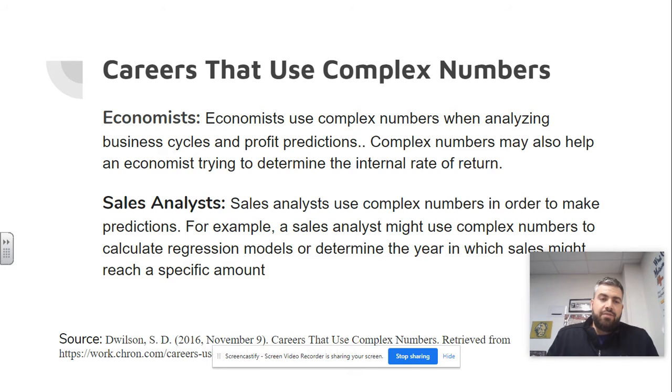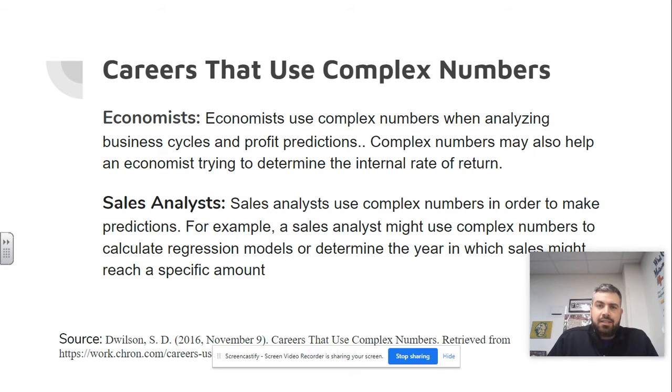So two careers that I found were economists and sales analysts. And how do they use complex numbers? Well, economists use complex numbers when they're looking at business cycles and profit predictions. And we're going to look at what those are. We're looking at an example, actually, of profit predictions that ends up having a complex solution. Complex numbers also might be used when economists look at something called the internal rate of return. And we're going to look at that equation. It's super cool, super interesting. And you definitely would get some complex solutions out of that.